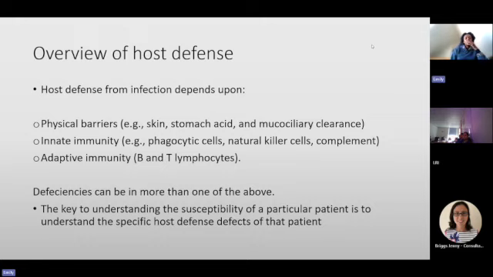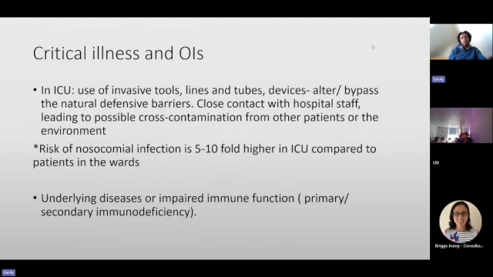So it is important to understand the different deficiencies in the immune system, because they determine the specific types of bacterial infection that a patient gets. Critical illness and opportunistic infections. Why do our patients get the opportunistic infections?